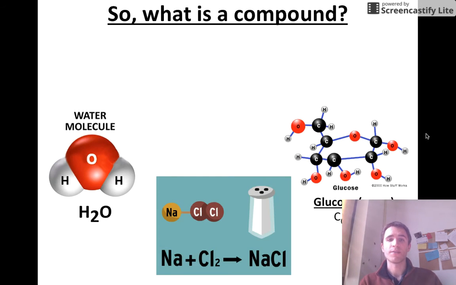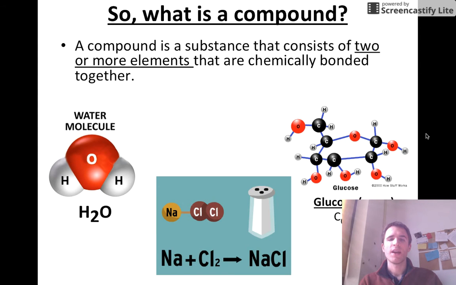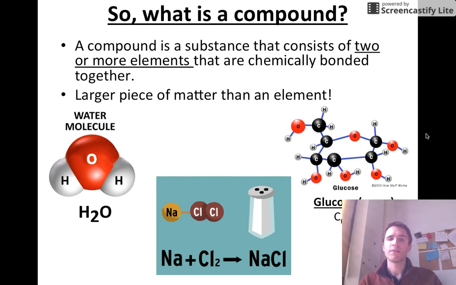So what is a compound? Let's get a definition here for that. A compound is a substance that consists of 2 or more elements that are chemically bonded together. So compounds are slightly larger pieces of matter than elements. Remember, elements are our smallest pieces of matter possible.